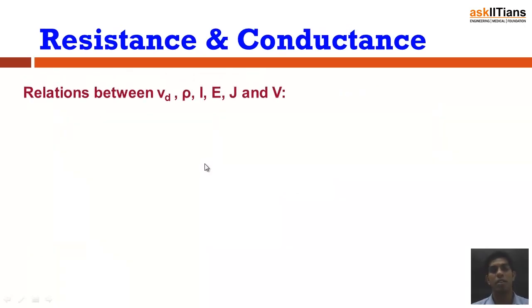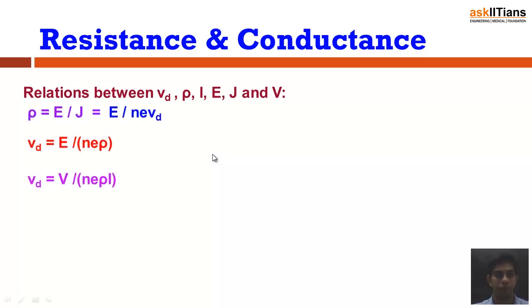Now we'll try to establish the relationship between drift velocity, resistivity, current, electric field, current density, and potential difference. We know that rho is equal to E by J, that is, electric field divided by the current density, and we know the value of J is equal to n e v_d. We use that expression over here to find out the value of drift velocity in terms of electric field and other physical features.